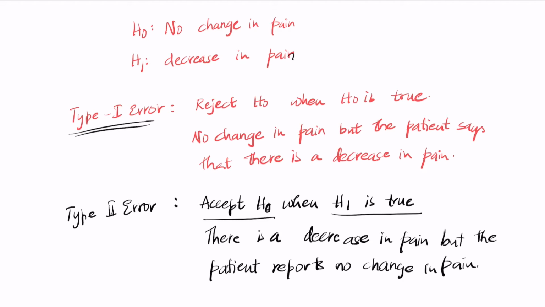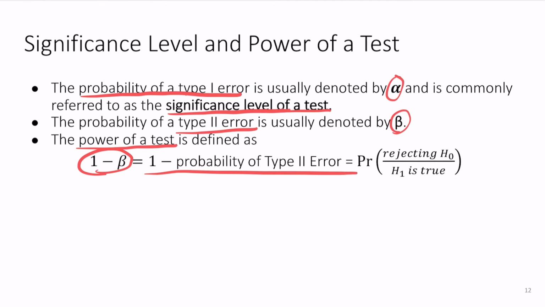I hope you understand the situation here. In type 1 error, there is no change in pain, but the patient reports that there is a decrease in pain. In type 2 error, there is a decrease in pain, but the patient reports that there is no change in pain. This is the type 1 and type 2 error situations here. Now, what does the power of the test represent here? The power of the test represents the probability of rejecting H0 when H1 is true.